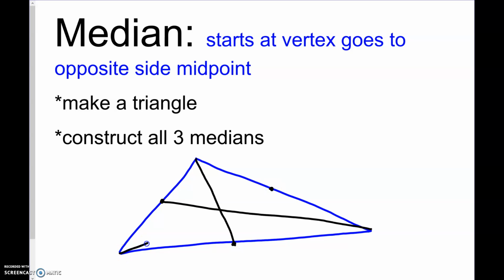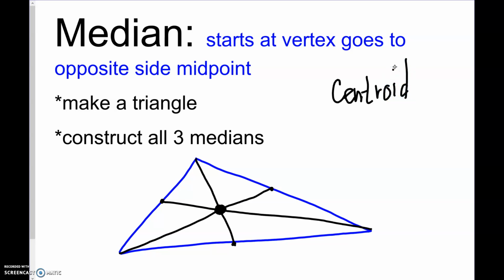midpoint, vertex to midpoint, and they meet at a point of concurrency, and the point of concurrency that's made by connecting all of the medians is called the centroid. Okay, this is called the centroid.